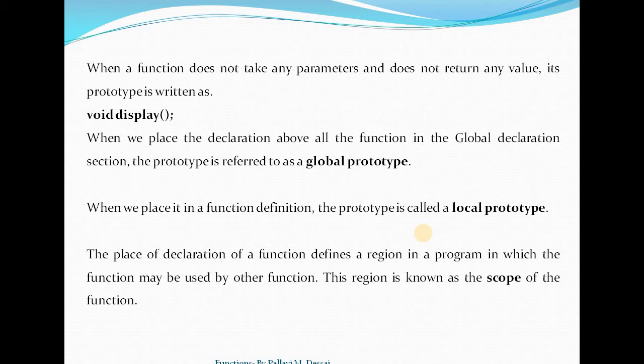The place of declaration of a function defines a region in a program in which the function may be used by other functions. This region is known as the scope of the function. That is, the scope of the function may be global or it may be local. So this is all about function declaration. Next we shall see local and global variables.